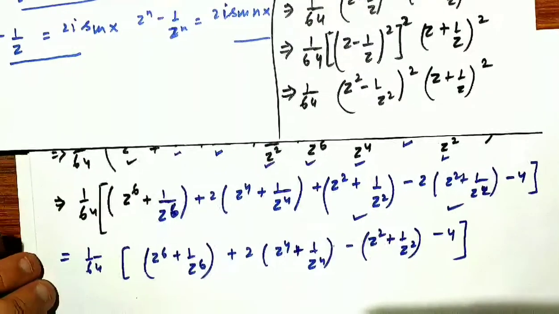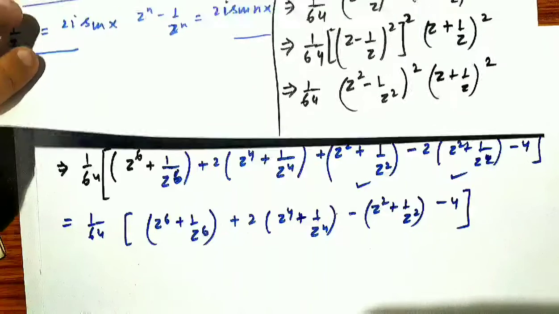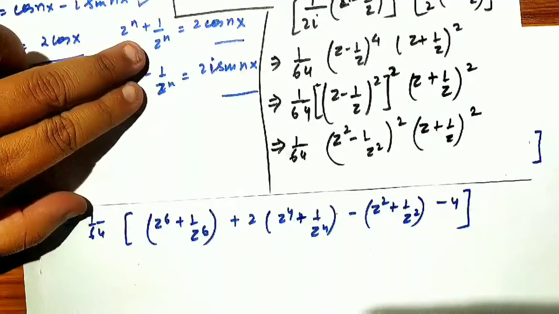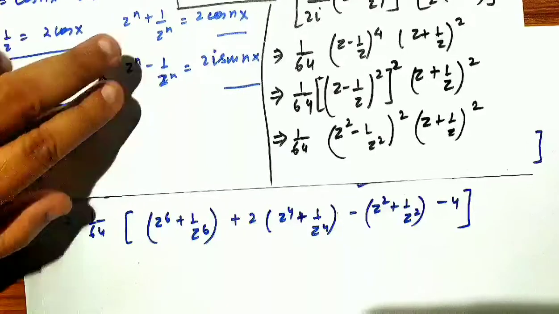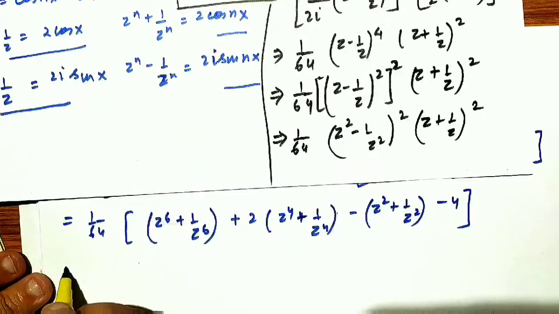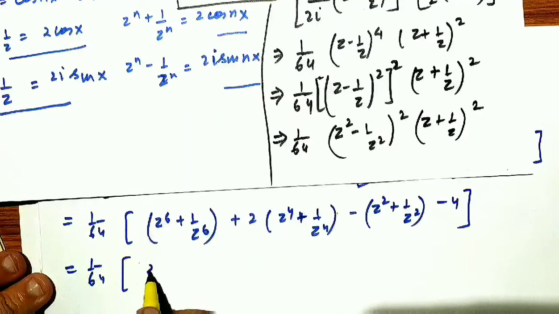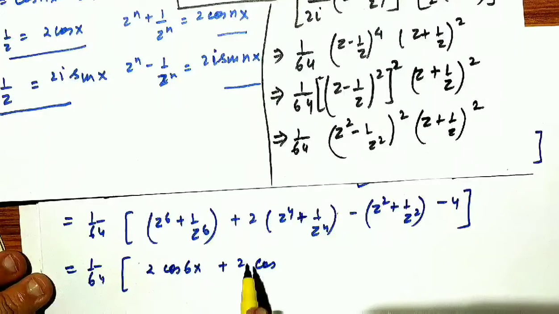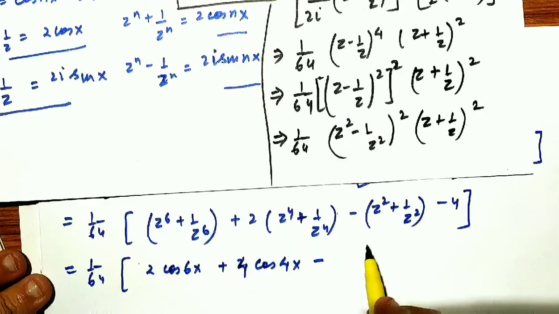That will be all right. Now the next thing is, I will use this result which we have discussed, that z to the power n plus 1 over z to the power n is 2 cos nx. So this will become 2 cos 6x. So 1 by 64 here, and this will be 2 cos 6x plus 2 times 2, so it should be 4 cos 4x, and minus z square plus 1 over z square will give you only 2 cos 2x. So minus 2 cos 2x, and this will be minus 4.